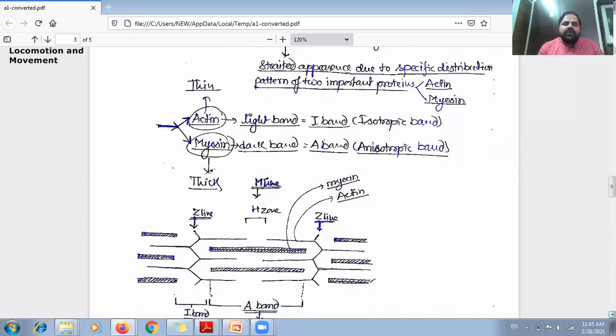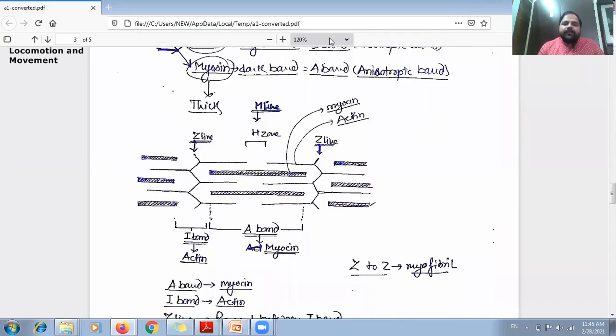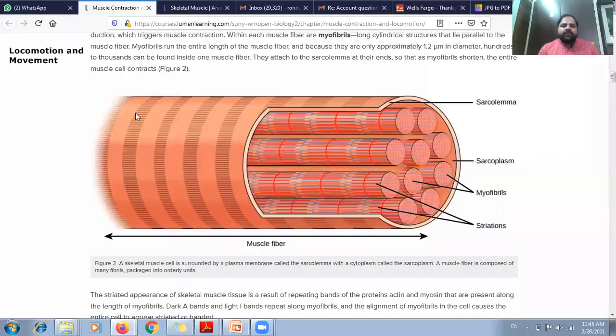Now we can see the structure here. By this figure, you can understand the structure of one muscle fiber. You can see this one is the dark band, this one is the light band. There is a pattern of dark and light bands, and this pattern is represented by the different kinds of protein, actin and myosin. We can see here there are several of these muscle fibers, and these muscle fibers or myofibrils are composed of actin and myosin rods.